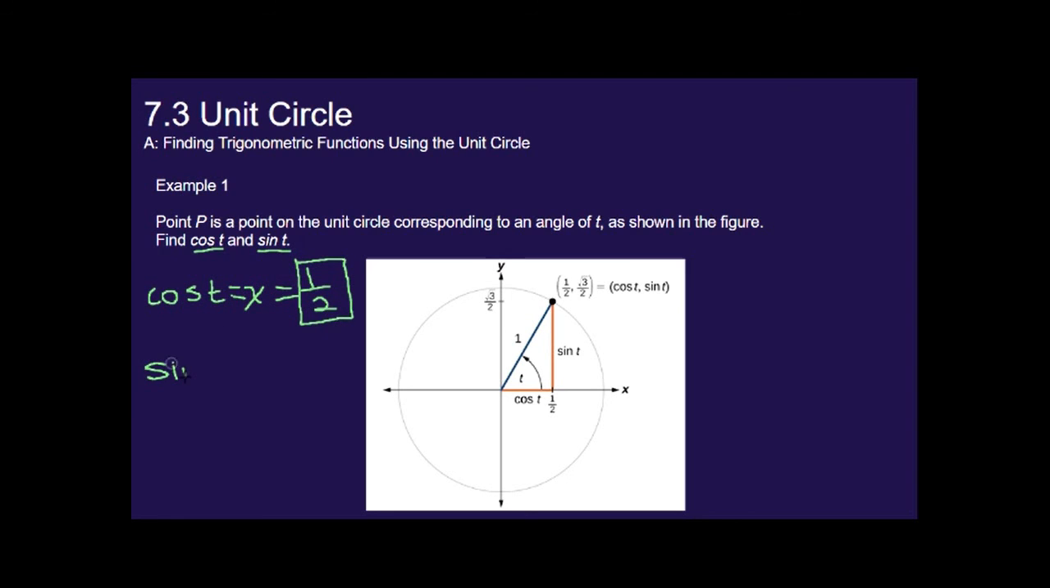And sine t corresponds with y, which in this case is square root of 3 over 2. Square root of 3 divided by 2. And that is the sine of t. That's all you need to do. You just need to look at the value of your x and your y to find sine and cosine of t.